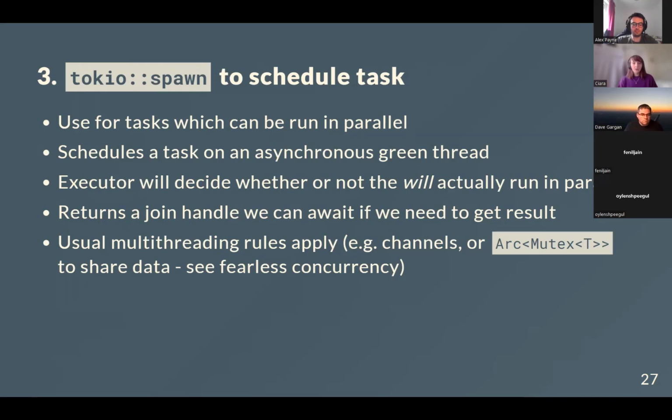That spawn is going to return a join handle, and if we need to get the result out, then we can await on that join handle to get the result out. And as a result, the usual multi-threading rules apply. So you can't share data without wrapping it in something like an atomically reference counted mutex lock type. We're going to go back to the fearless concurrency chapter, or you could send data using channels.